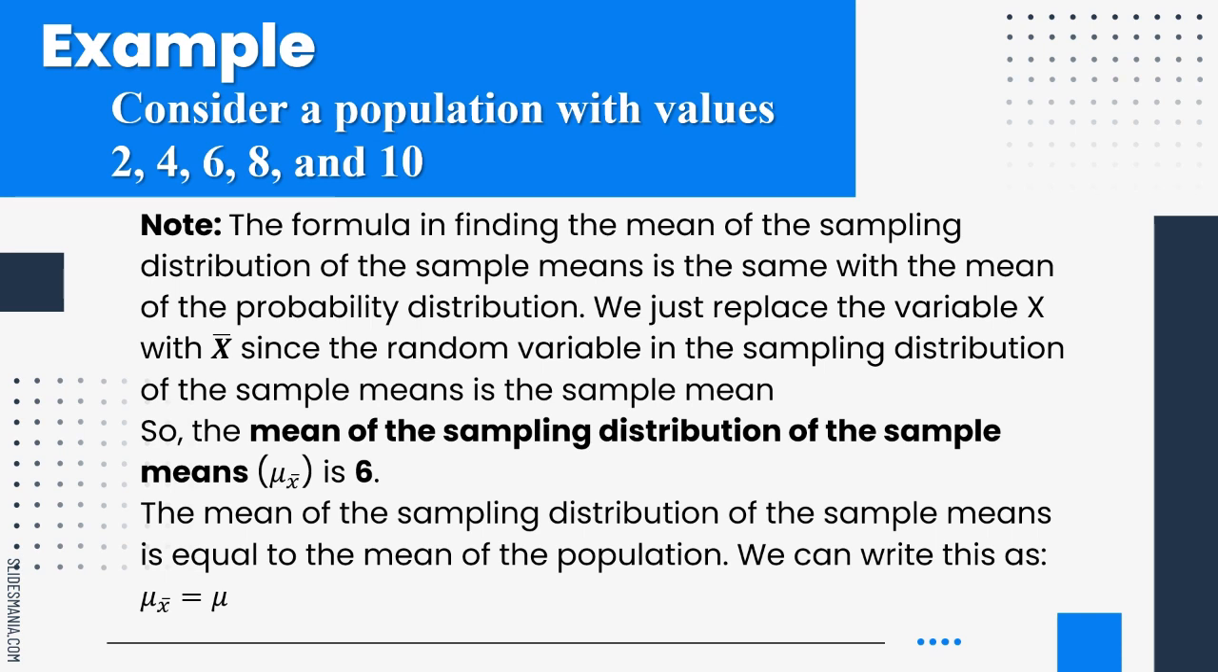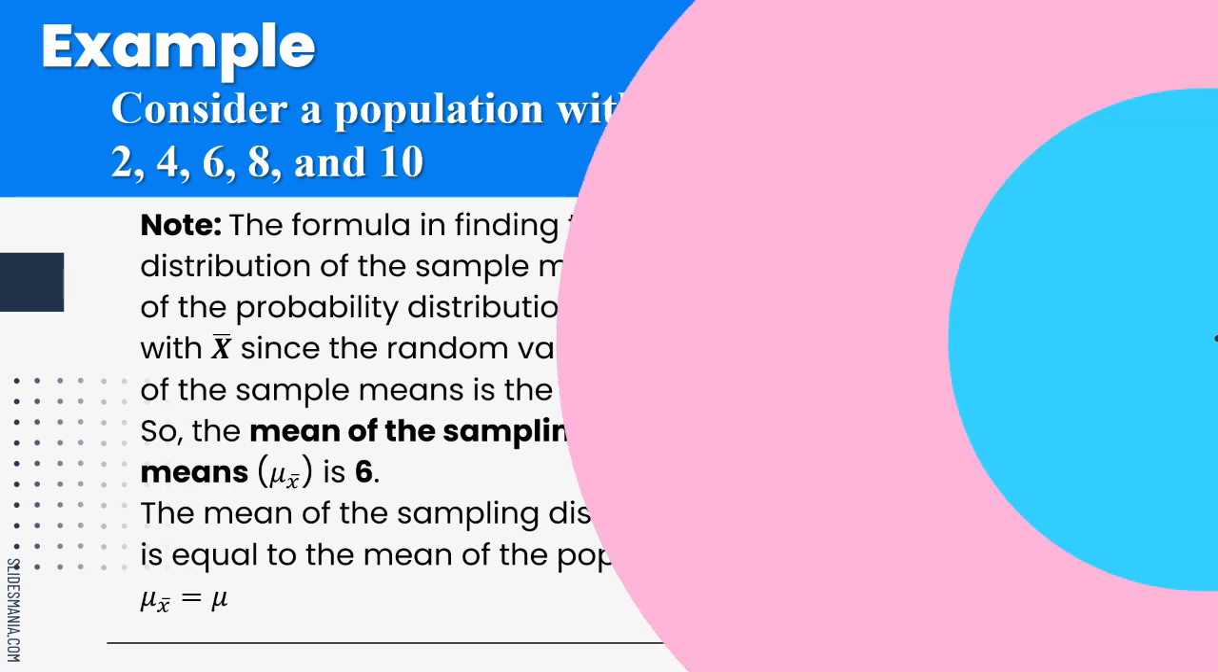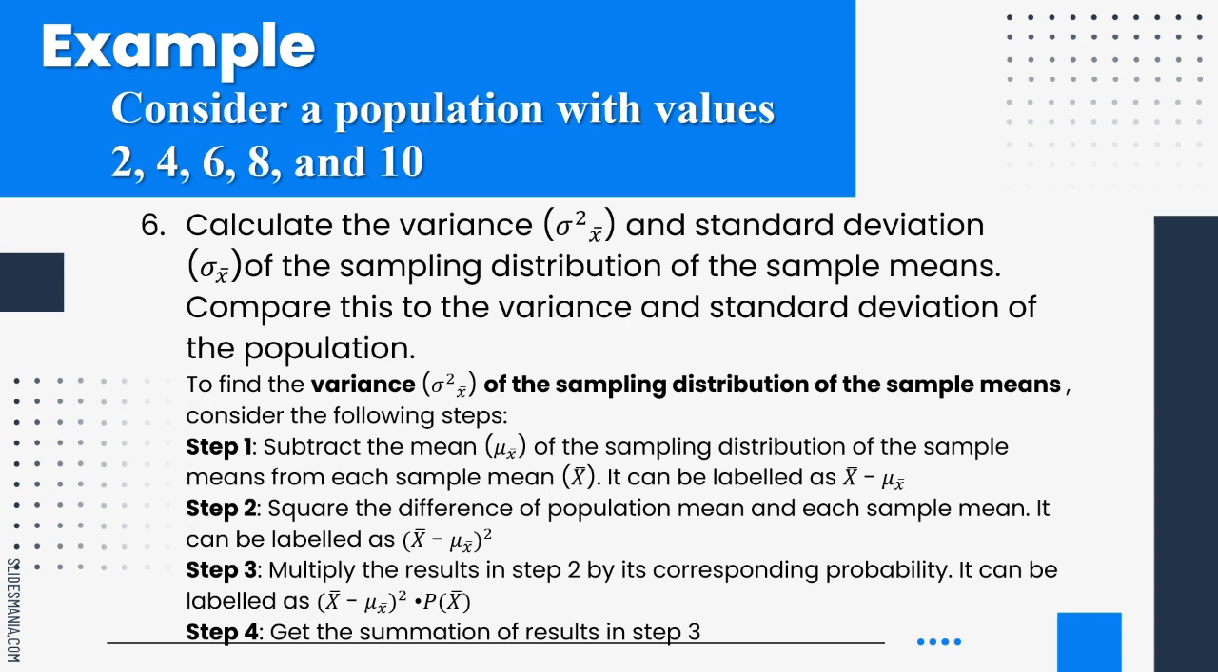So, the mean of the sampling distribution of the sample mean, which is our mu sub x bar, is equal to 6. The mean of the sampling distribution of the sample means is equal to the mean of the population. We can rewrite this as mu sub x bar is equal to mu. Let's have the sixth question in the same problem.